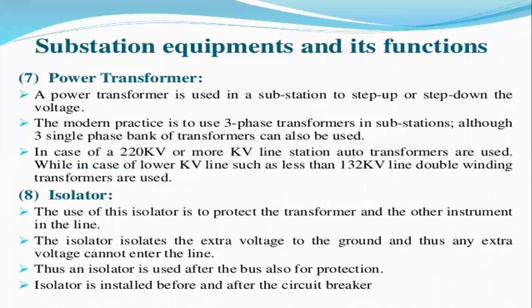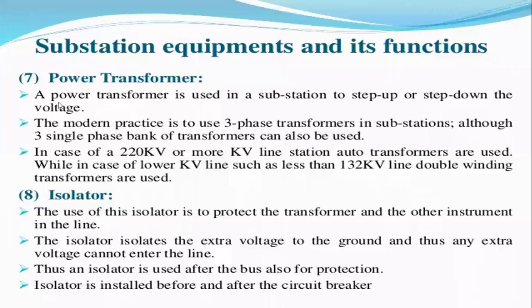Next one is the isolators. Isolators are used to isolate the faulted portion in the case of transmission lines or distribution systems. These isolators are used to protect the transformers and the other instruments. They isolate the extra voltages to the ground, and thus extra voltages cannot enter into the line. Isolators are also used after the bus for protection.